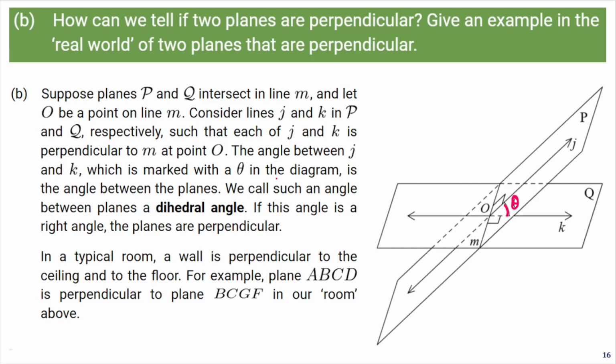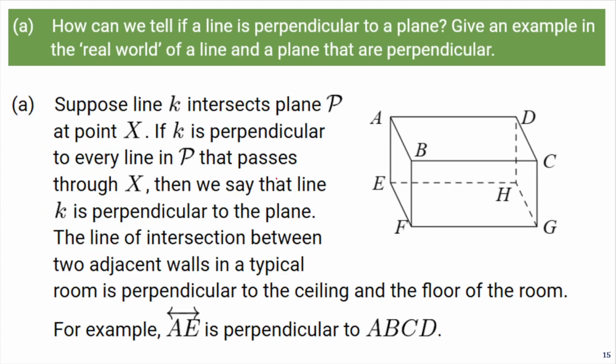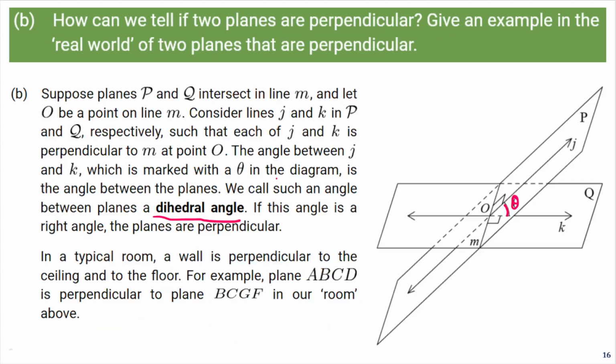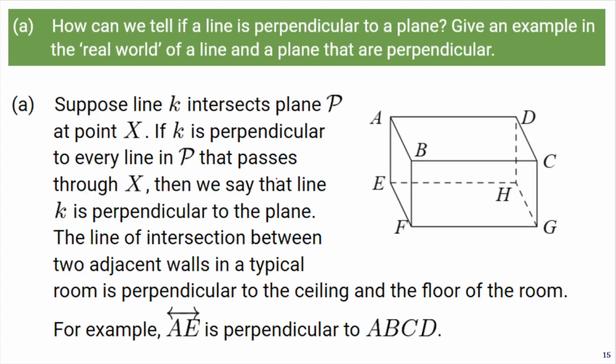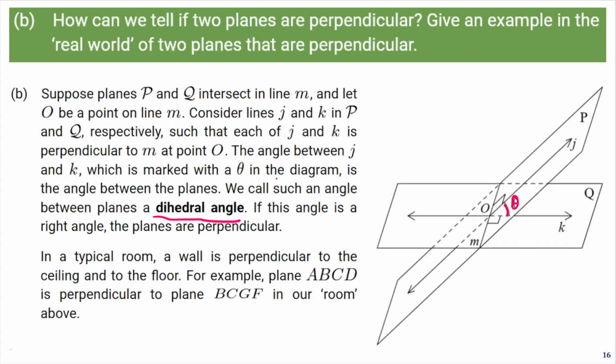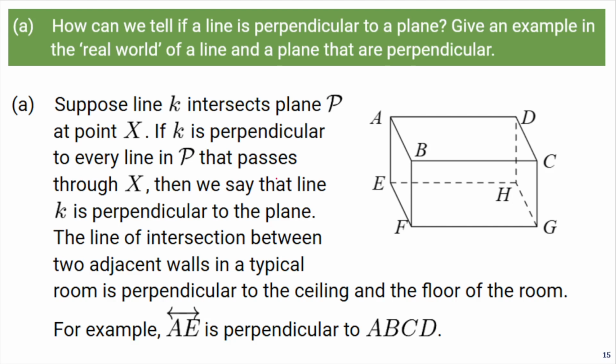We call such an angle between planes a dihedral angle. If this angle is a right angle, then the planes are perpendicular. Again, in a typical room, a wall is perpendicular to the ceiling and to the floor. For example, here plane ABCD is perpendicular to plane BCGF in our room here.